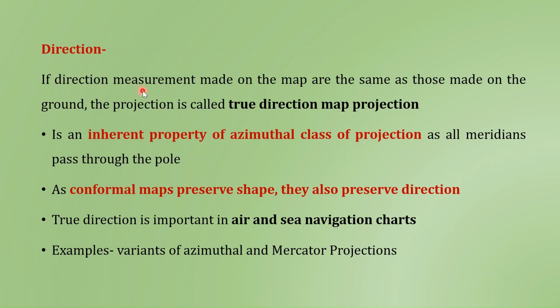If the direction measurements made on the map are the same as those made on the ground, these types of projections are referred to as true direction map projections, and it is the inherent property of all azimuthal class of projections, as all the meridians pass through the pole. And as the conformal maps preserve the shape, they also preserve the direction. This true direction is important in air and sea navigation charts. So examples of map projections which preserve direction are the variants of the azimuthal and the Mercator projections.